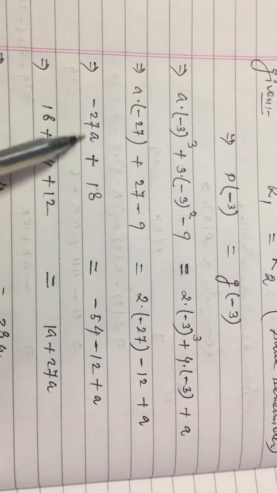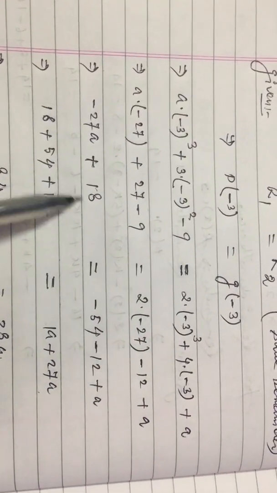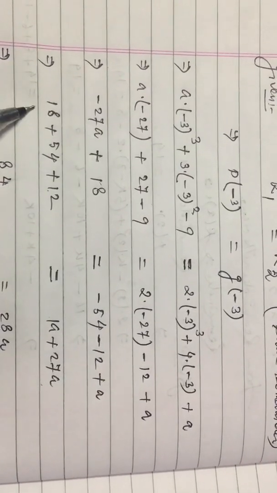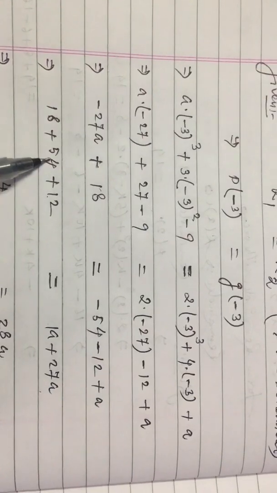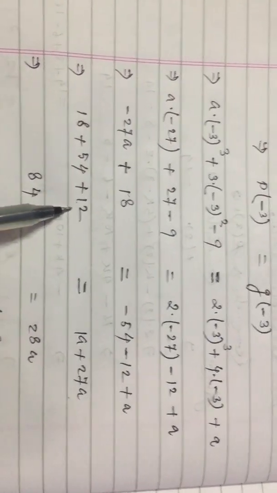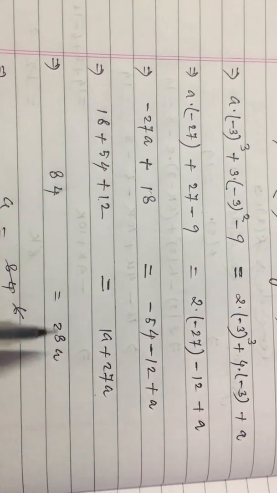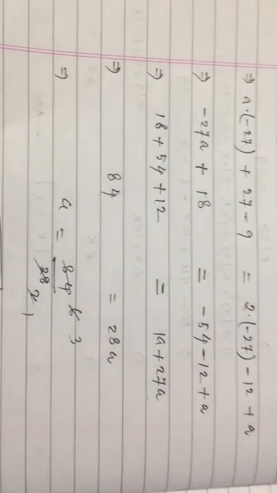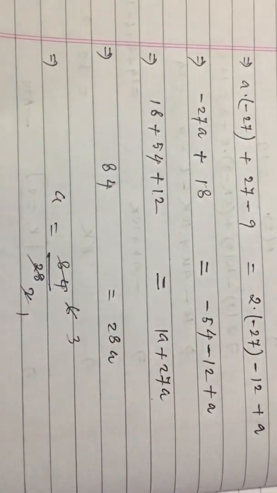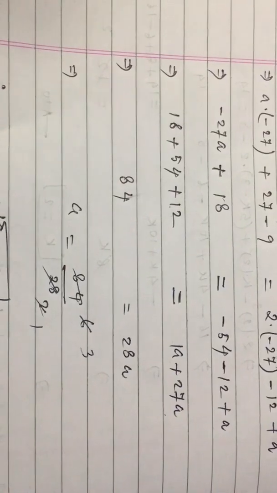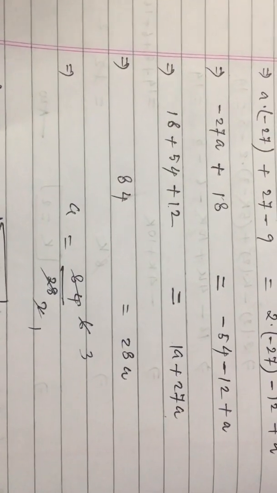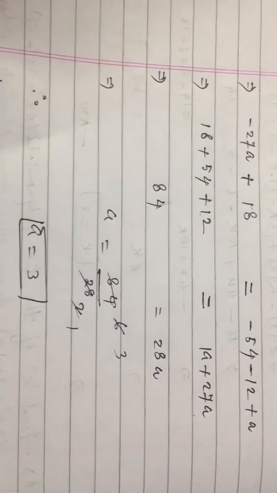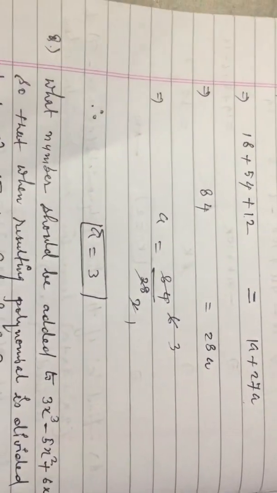a minus 27. Taking 18 to this side, and minus 54 this side becomes plus 54, minus 12 taking this side becomes plus 12. Add them: 84 is equal to 28a. So a is equal to 84 divided by 28. Cancel it by 14: 14 2s are 28, 14 6s are 84. Hence the value of a is equal to 3.